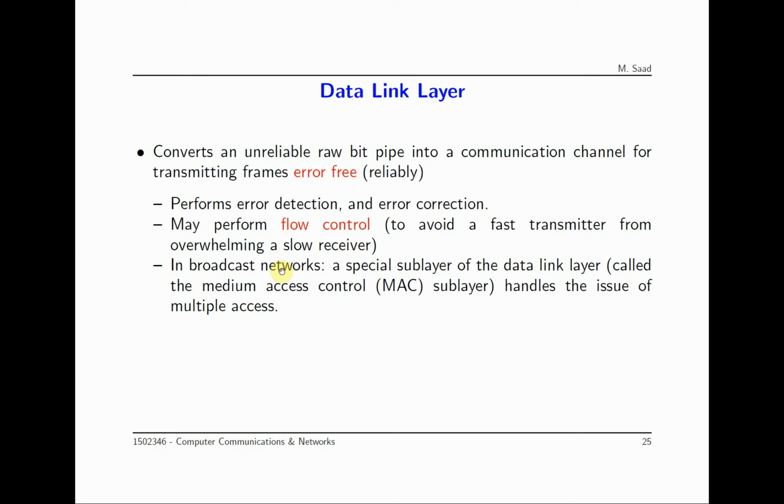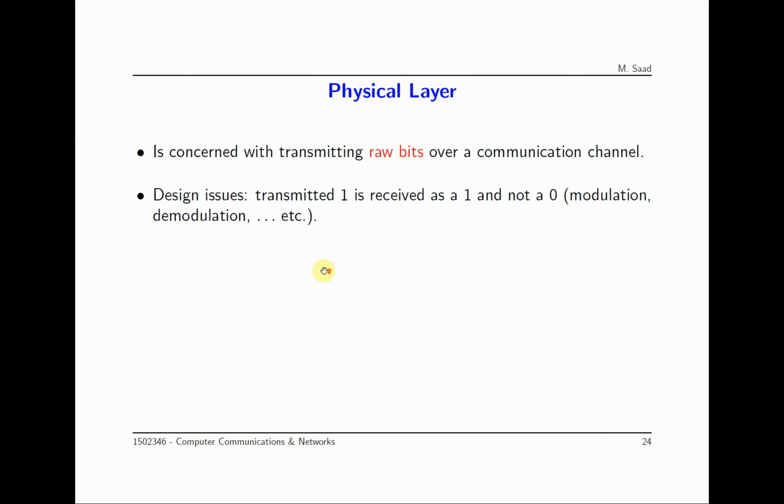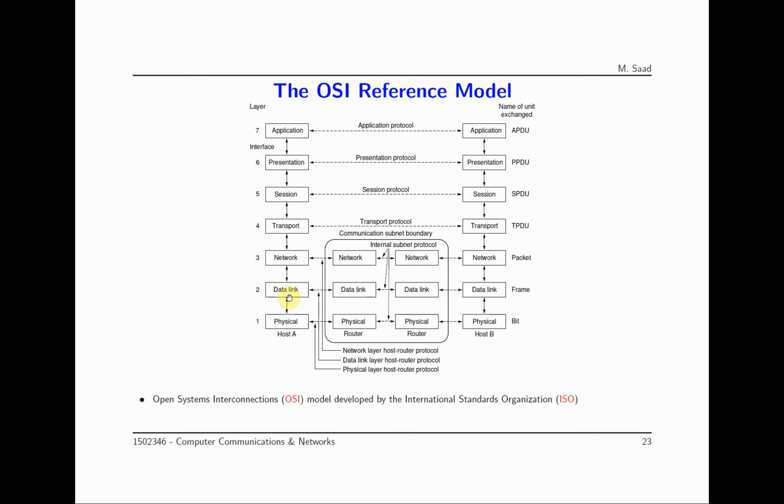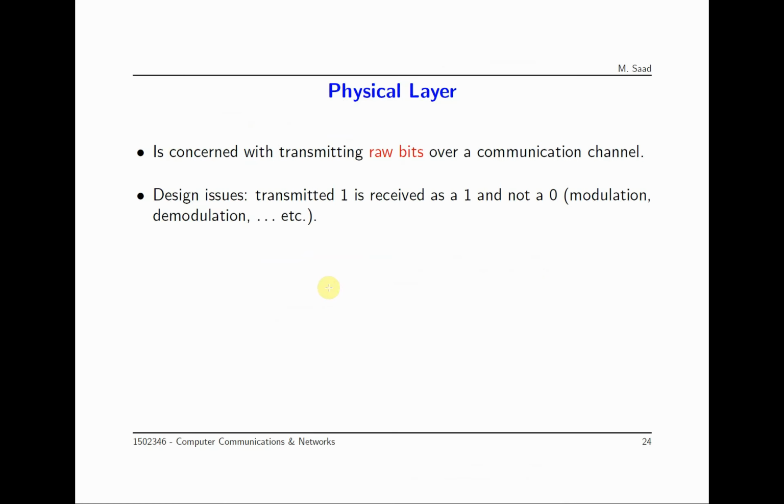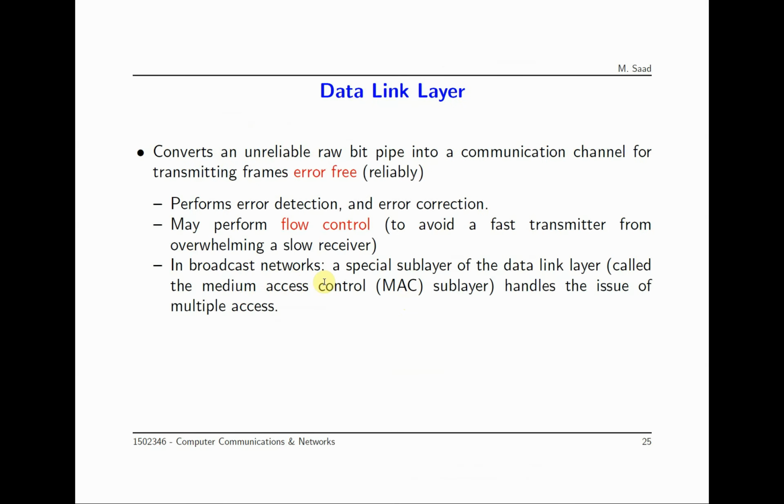Now, if we have a broadcast network, in the previous lectures we talked about broadcast and point-to-point networks. A broadcast network has a single communication channel, like a bus topology or a ring topology or a wireless LAN. We have a single communication channel which is shared by all devices or all machines connected to the network. For these kinds of broadcast networks, a sub-layer of the data link layer is called the medium access control sub-layer, in short MAC. Again, MAC is a very famous term in networking because there is something called the MAC address. Let's wait until we get to that later.